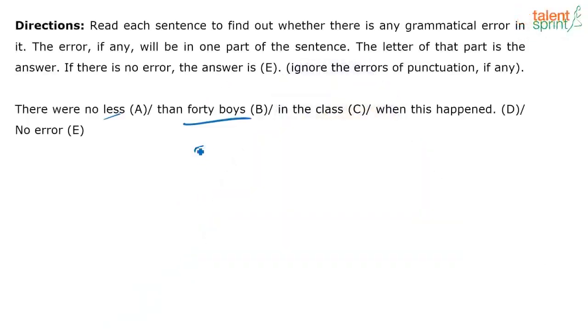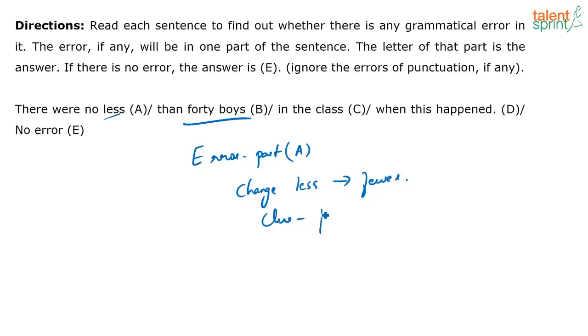Are you following? So here, because we're talking about a countable factor, 40 boys, the right quantifier would be fewer, right? There were no fewer than 40 boys in the class. That's what we need. So let's make that change. So the error is in part A, right? Change less to fewer. Why? Because the clue is the 40 boys, which is a countable noun, right? Are you following?